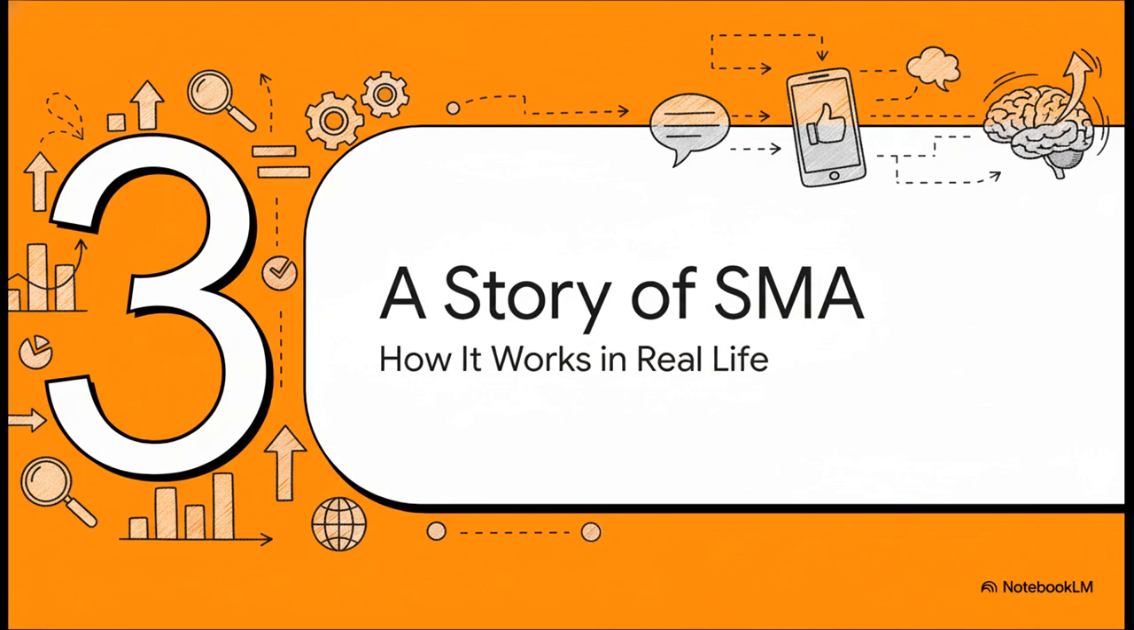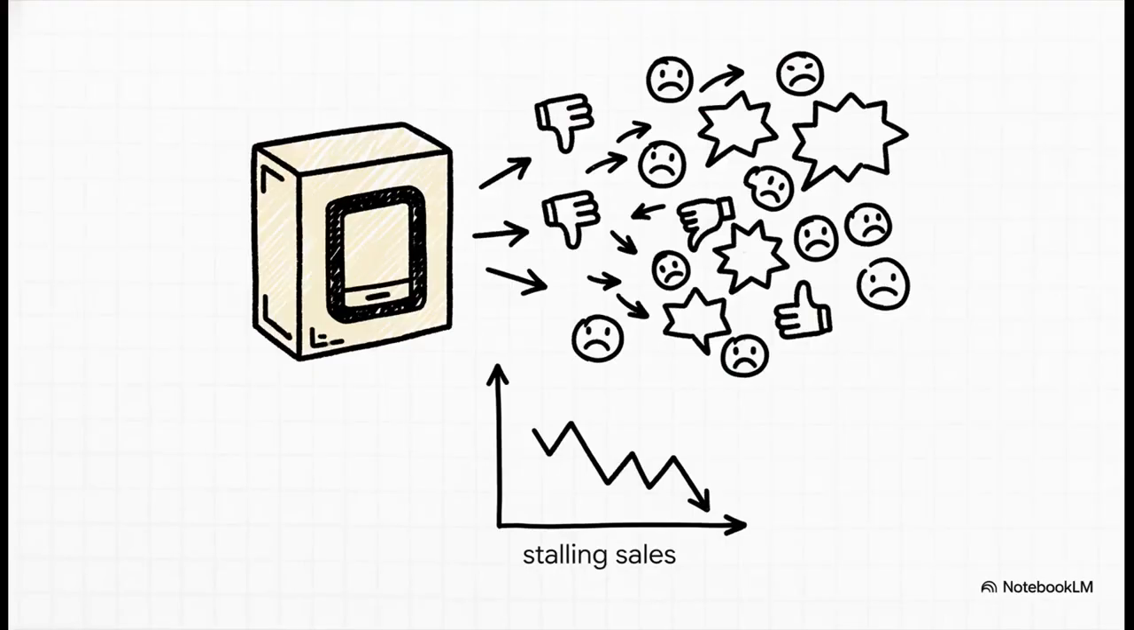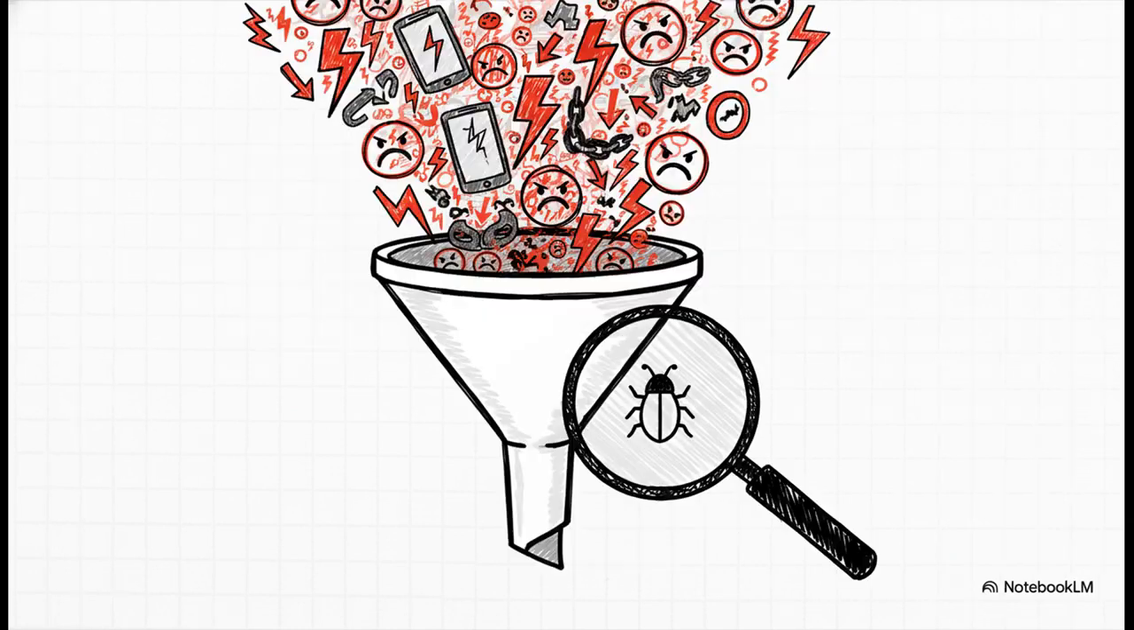Okay, theory is one thing, but let's see how this actually works with a quick story. Let's imagine a real-world scenario. So picture this. A tech company launches a new product they've been working on for years. They're super excited, but within hours, their Twitter feed is an explosion of angry comments. Sales flatline. It's a total PR nightmare waiting to happen. But instead of panicking, they fire up their SMA tools.